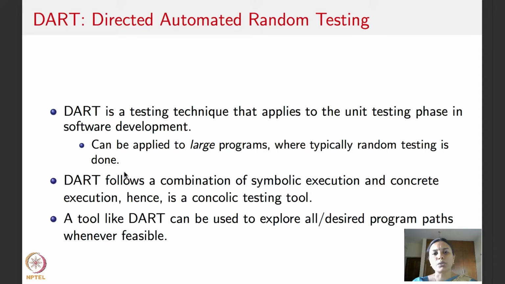So what does DART do? DART follows concolic testing, which means it does both symbolic execution and concrete execution. And the advantage of DART is that it can be used to explore all feasible program paths, which means it can be used to do what is called exploratory all combinations paths testing. We've seen when we did graph-based testing that complete path coverage is infeasible several times. So DART also may not be able to achieve complete path coverage, but it will do so whenever it can, and we will see when it can and when it cannot.